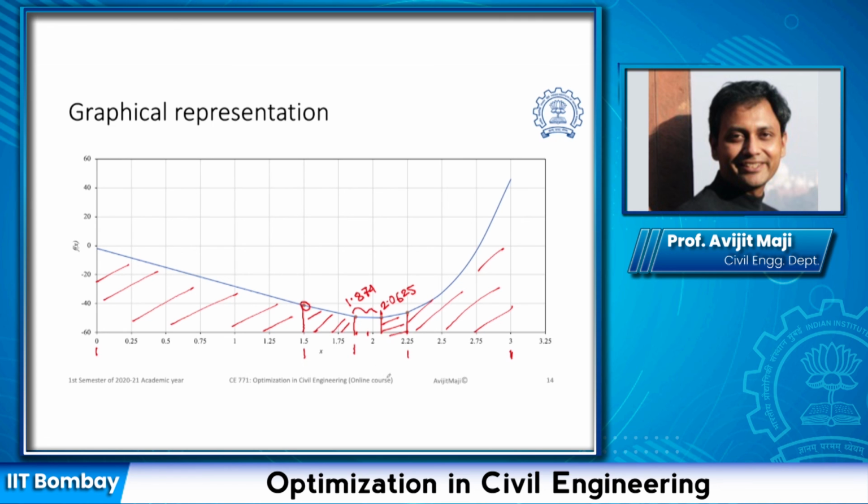Now if you look into the number of functions, at this point we evaluated 2 functions, delta by 2 on the left, delta by 2 on the right. Again at this point we evaluated 2 points, then 2 at this point and 2 at this point. This is how we evaluated a total of 8 objective function values at those 8 points to come closer to the optimum solution. So this is how the dichotomous search method works.